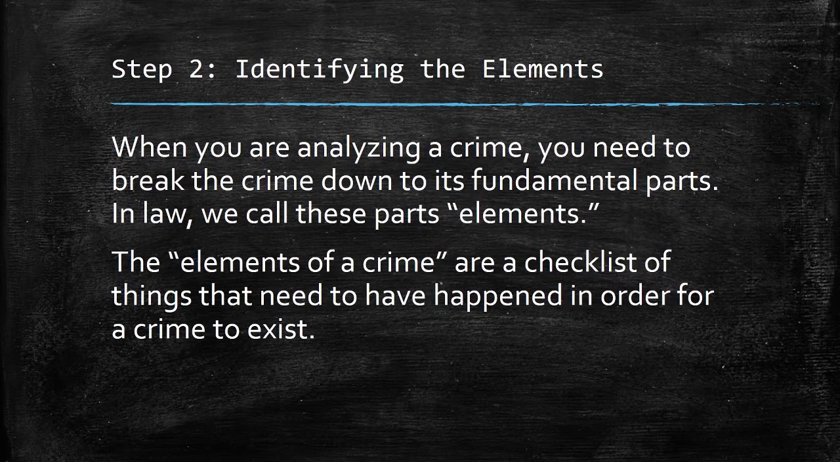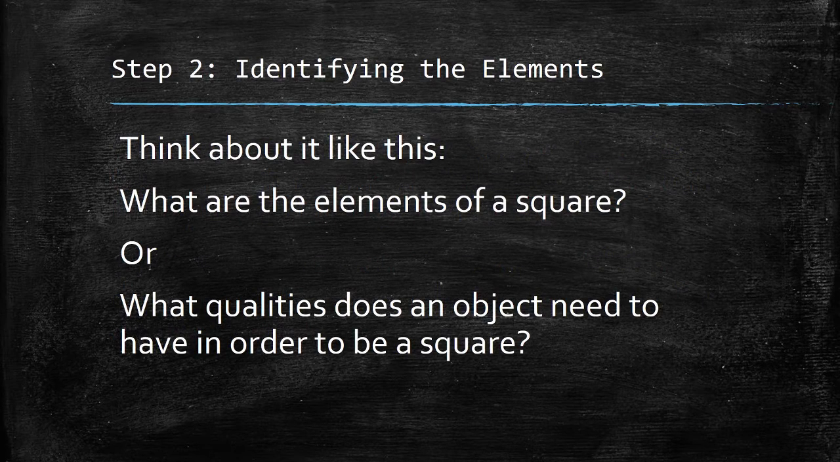When you're analyzing a crime, you need to break the crime down to its fundamental parts. In law, we refer to these parts as elements. They're basically a checklist of things that need to have happened in order for a crime to exist. So you go down the checklist, if you check everything off, there's a crime. If anything is missing, there's no crime. Think about it like this.